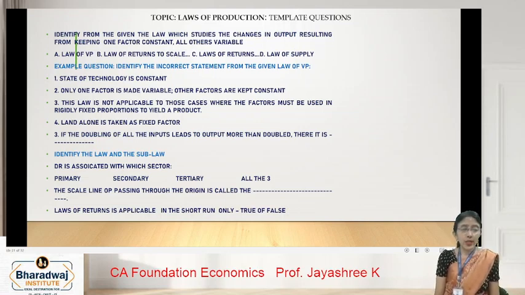A third question is: if doubling of all the inputs leads to output more than double, then it is dash. Identify the major law and the sub law. Okay. These are different types of questions coming from laws of production. DR, that is diminishing returns or decreasing returns, is associated with which sector? It's a repeated question. The scale line passing through the origin is called the dash. Laws of returns is applicable in the short run only, true or false? Address all these. The last two questions are repeatedly found in the question papers.